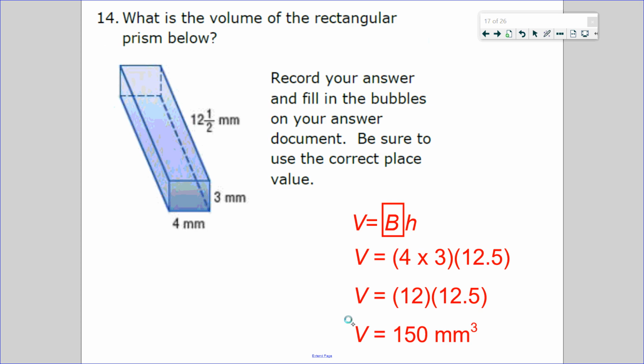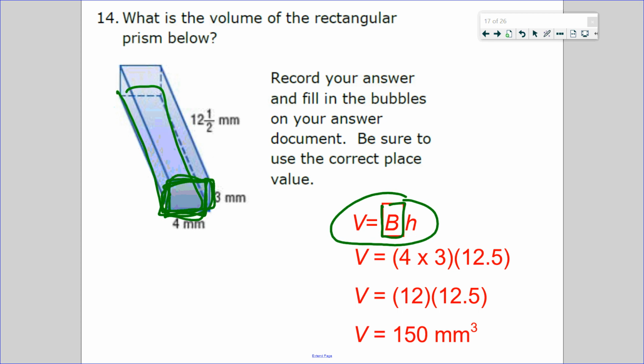Number 14 is the last question, I believe, and it is volume. The volume formula is capital V equals capital B times H. What we taught in class is that capital B is the area of the base. What shape is the base, the bottom of this picture? It is a rectangle. So we draw a rectangle. How would you find the area of this rectangle? You multiply the base times height, 3 times 4 is 12. The height of it is 12.5, or 12 and a half.